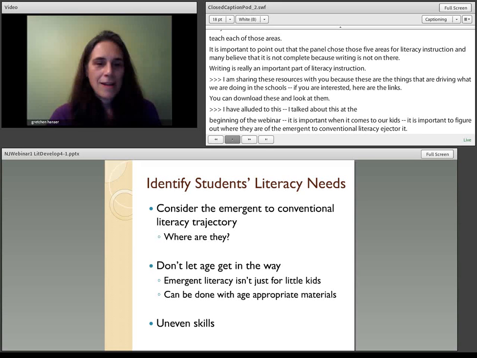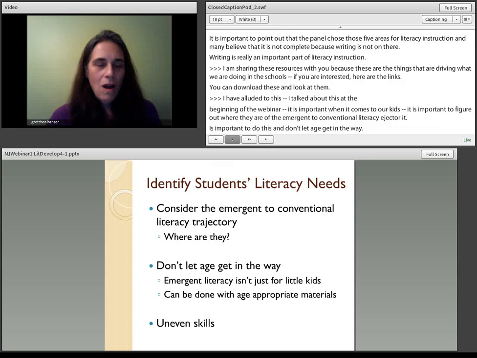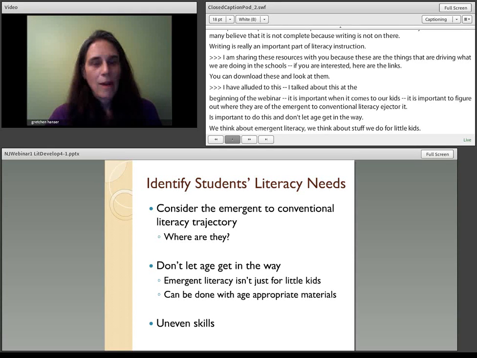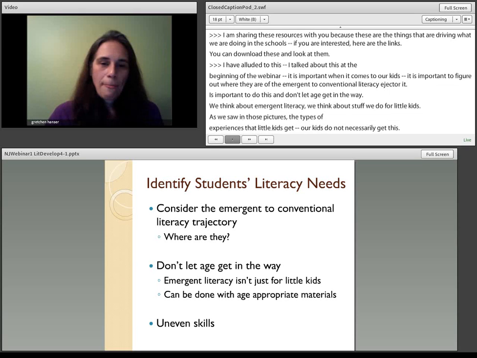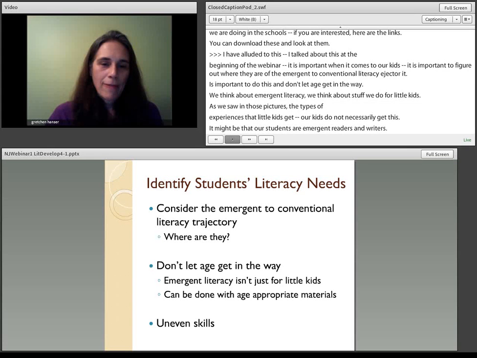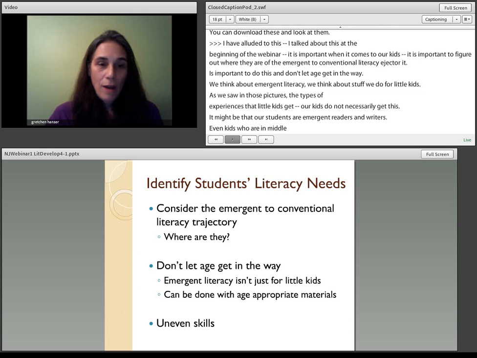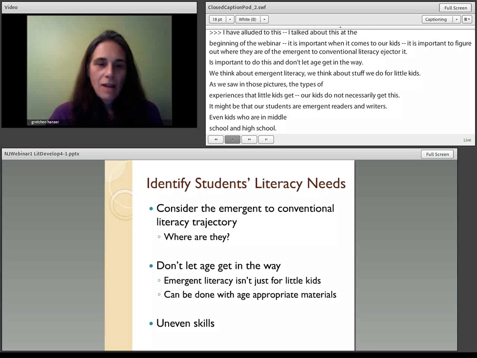When we think about emergent literacy, we think about stuff we do for little kids. As we saw in those pictures, the types of experiences that little kids get, our kids don't necessarily get. So our students might be emergent readers and writers, even kids in middle school and high school. We do have a lot of middle schoolers and high schoolers who are emergent readers and writers. However, because of their age, they are given literacy instruction used for older kids, like early conventional instruction. And in those situations, there might be a real mismatch.